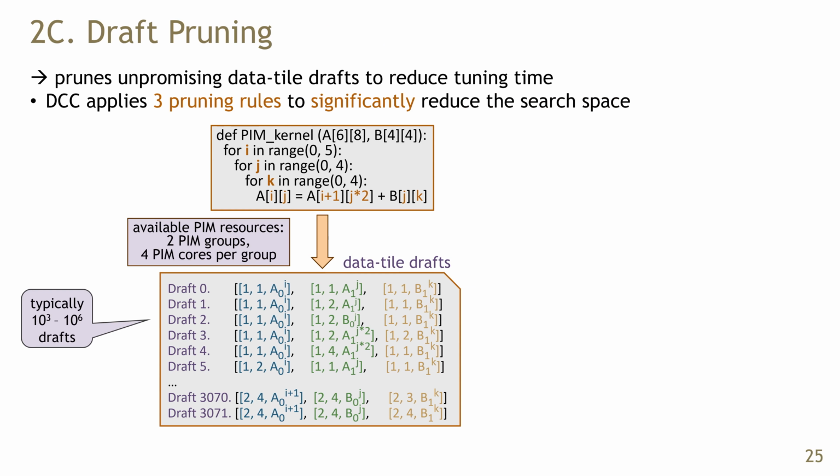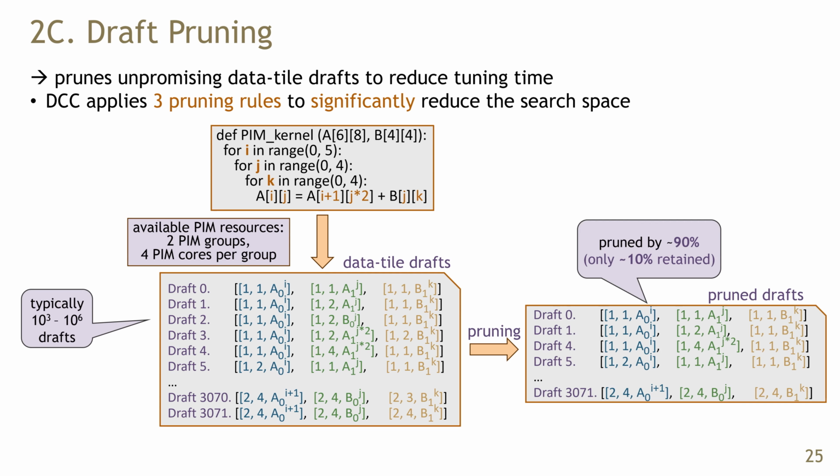To make the compilation fast, we apply 3 hardware-aware pruning routines to remove the data tiling drafts that have very poor performance, like the drafts that cause extreme data rearrangement costs. Our effective pruning eliminates roughly 90% of all raw data tiling drafts, leaving only the top 10% of promising ones.